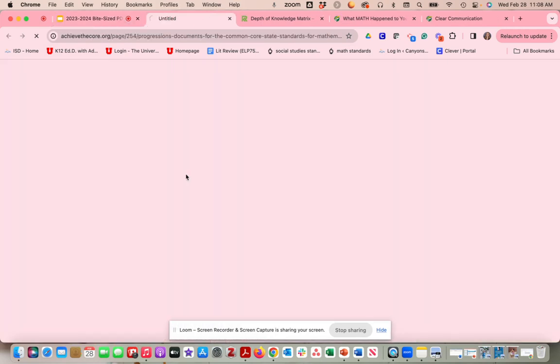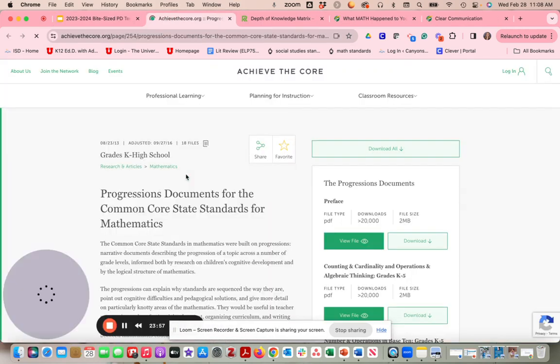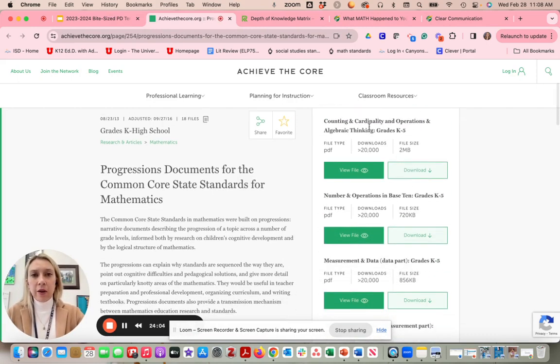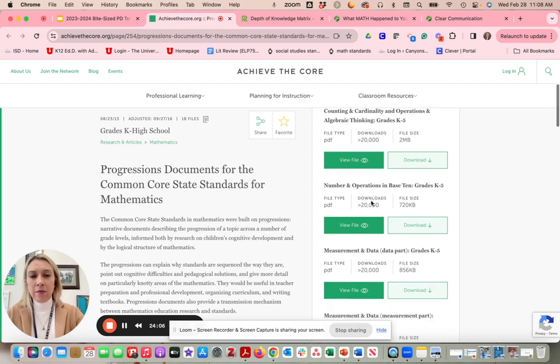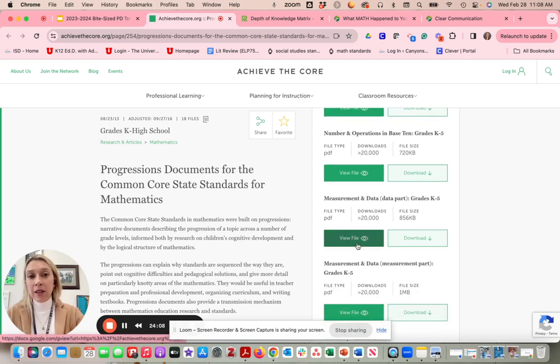The next one is our learning progressions. Learning progressions, this brings you to achievethecore.org, and what you can see on here is how each one of those strands in mathematics is broken down by the progression itself. Okay, so where have they been? Where are they going?